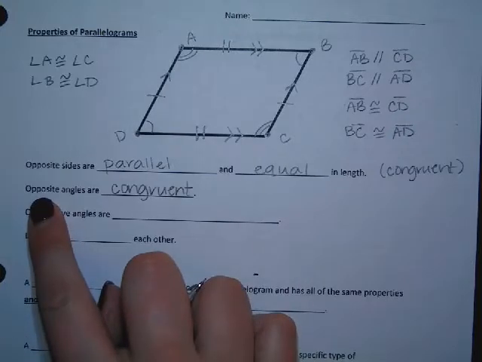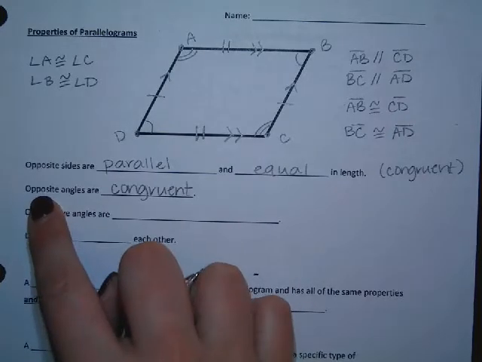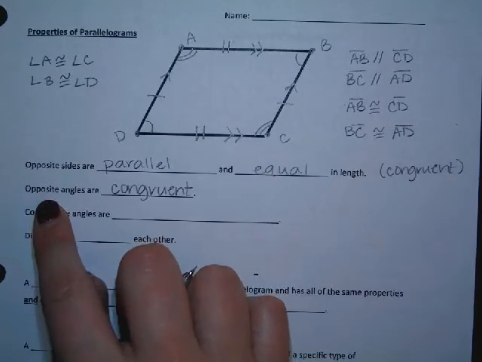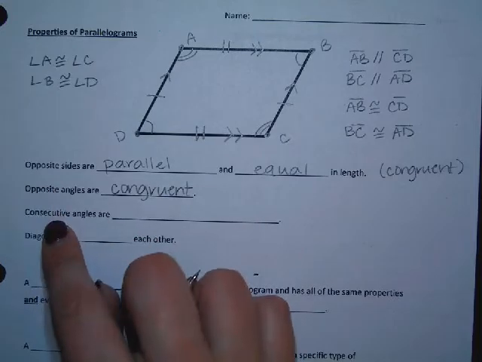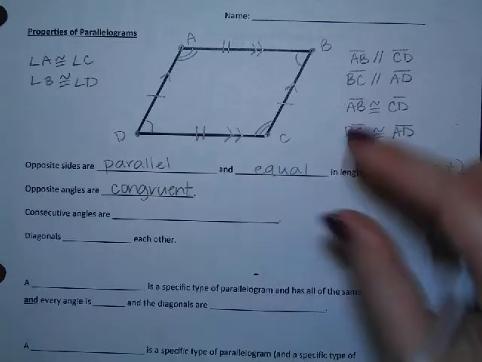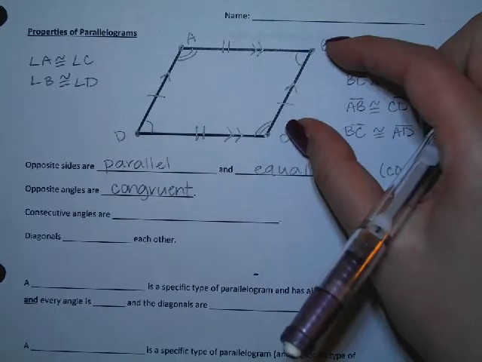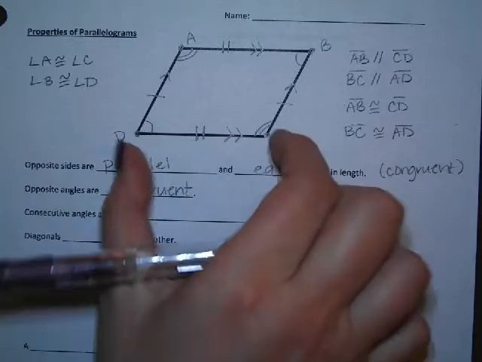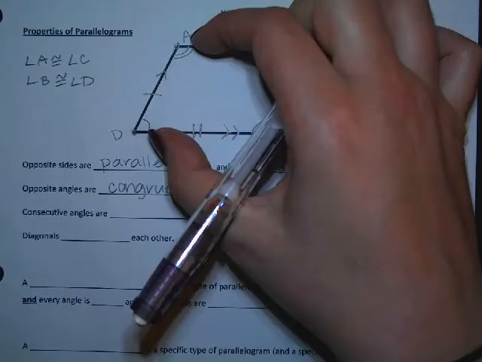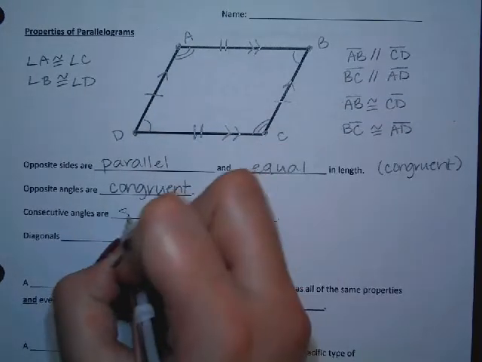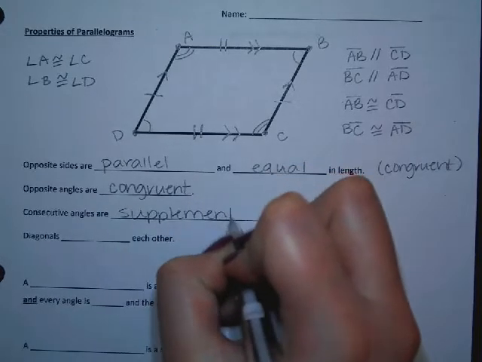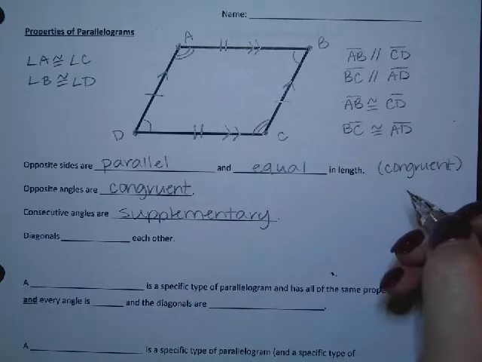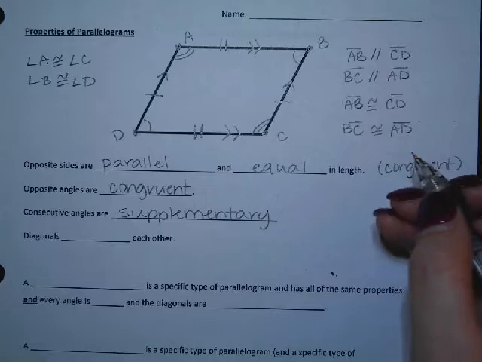So if you need to write a note to yourself, when they use the word opposite, they mean across from. So angles that are across from each other, sides that are across from each other. When they say consecutive, they mean in a row. So two angles in a row would be like angle B and angle C, or angle D and angle C, or A and D. Consecutive angles are supplementary. What does supplementary mean? They add to 180. Complementary would be 90. So supplementary is 180, complementary is 90.